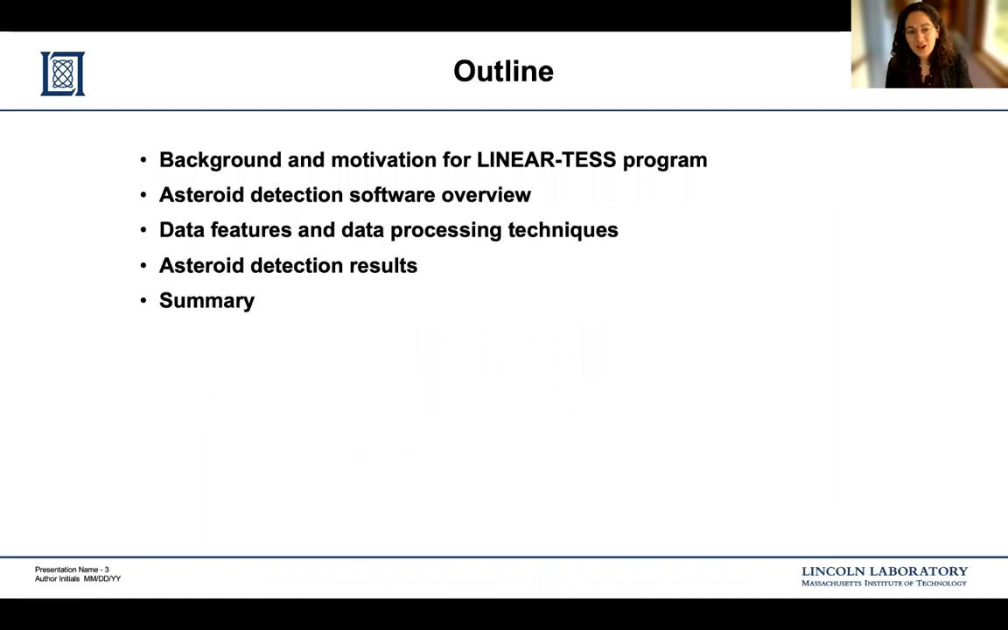An outline of my talk is as follows. I will be discussing the background and motivation for the LINEAR TESS program. I'll give an overview of our asteroid detection software. I will discuss data features and data processing techniques, provide some asteroid detection results, and a summary.